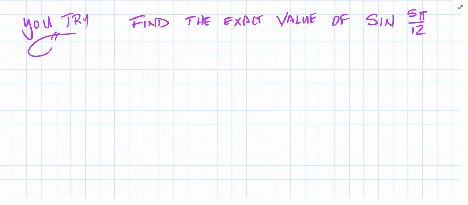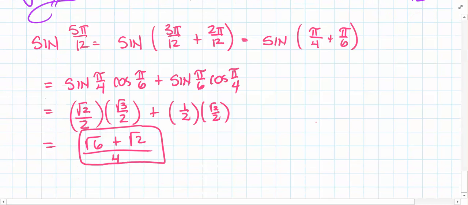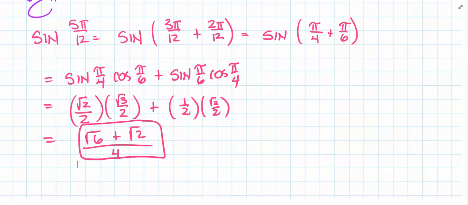You guys try it on your own. I'd like you to find the exact value for sine of 5 pi over 12. Okay, everybody, here's what I got. I broke it up into 3 pi over 12 plus 2 pi over 12. And that gave me pi over 4 plus pi over 6. It does not matter; you could also rewrite it as pi over 6 plus pi over 4. Either way, when you plug into the sum and difference formula, you should get root 6 plus root 2 over 4. Again, that answer comes up. That's the last time we'll see that one for this lesson, I promise.